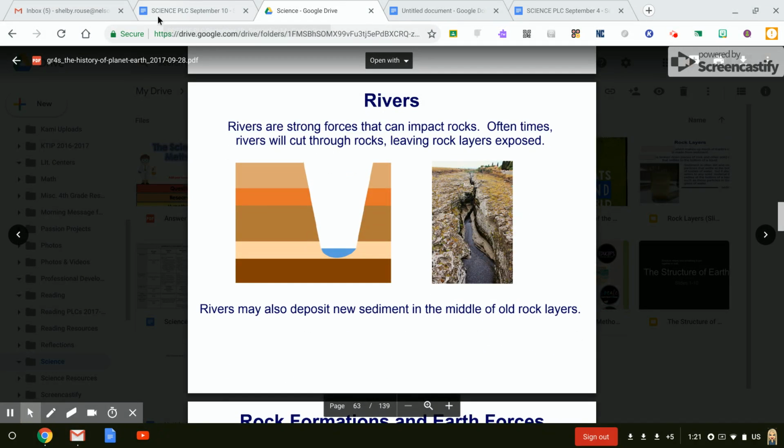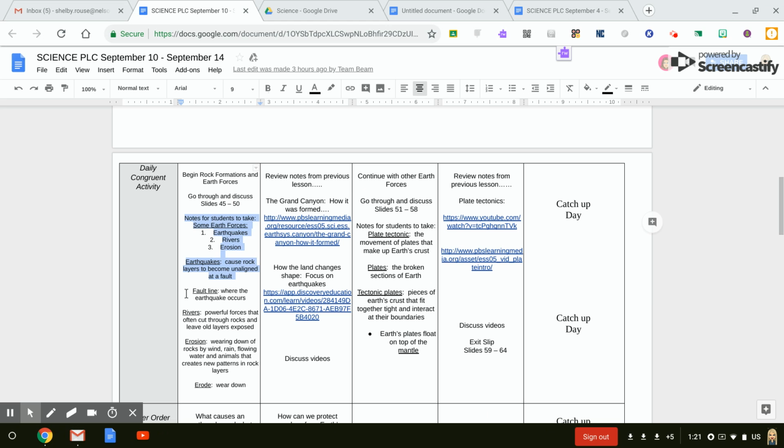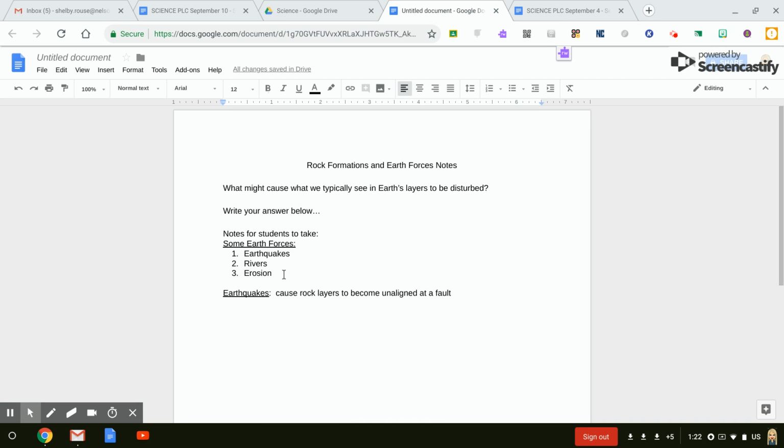Moving on to rivers. We're going to define rivers in our notebook. I want you to add a fault line in there as well to go with what we just talked about with earthquakes.